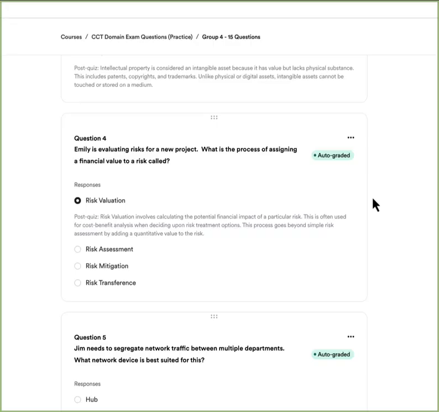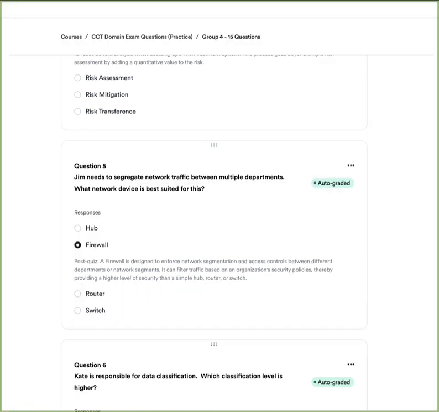And the answer is A, risk valuation. A risk valuation involves calculating the potential financial impact of a particular risk. This is often used for cost-benefit analysis, or what they call a CBA, when defining the risk treatment options. This process does go beyond the simple risk assessment by adding a quantitative value to the risk.